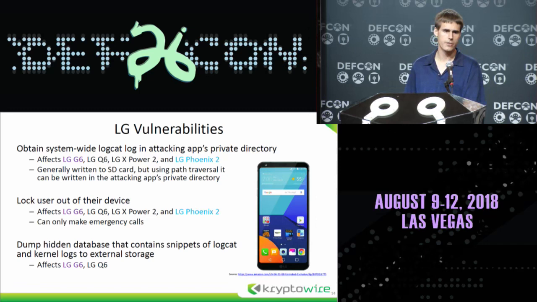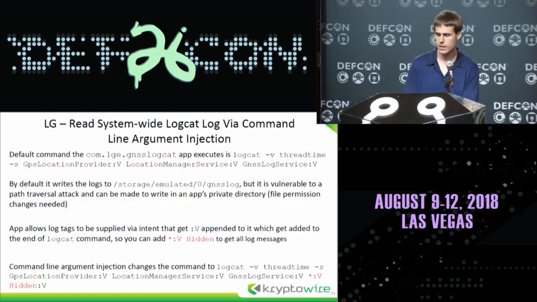You can also lock the user out of their device, so a zero permission app can just send a single broadcast intent, and the screen lock will not let the user in. I'll show a video of that soon. There's another pre-installed app where you send it a broadcast intent, and it's going to write a database file that contains snippets of the logcat log and the kernel log to external storage.